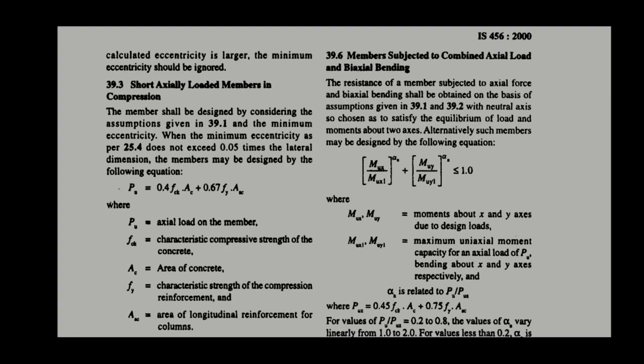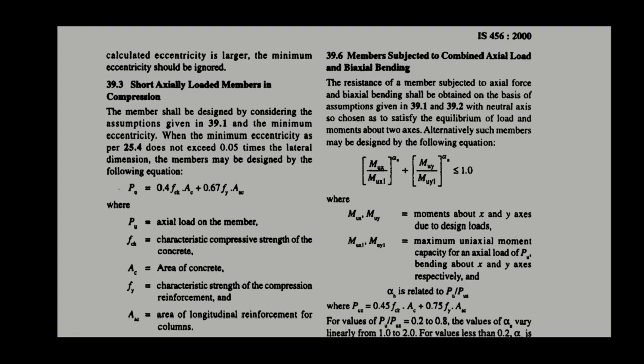Clause number 39.3 of IS 456 2000 is for short axially loaded members in compression. That means axially loaded short column. Let's check out the assumption. The member shall be designed by considering the assumptions given in 39.1 and the minimum eccentricity. When the minimum eccentricity as per 25.4, that means clause number 25.4, does not exceed 0.05 times the lateral dimension, the members may be designed by the following equation.